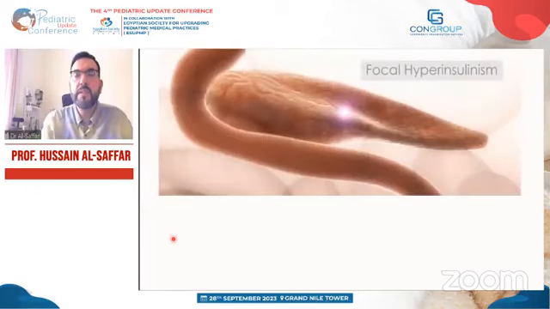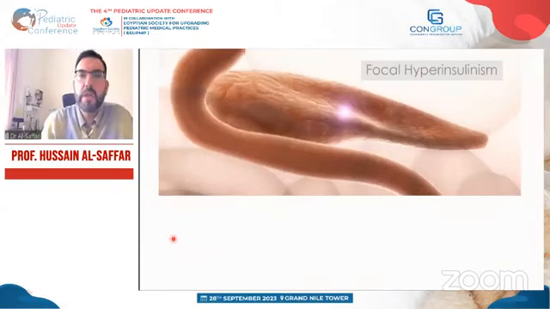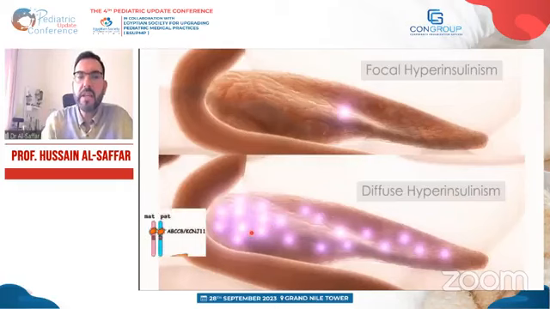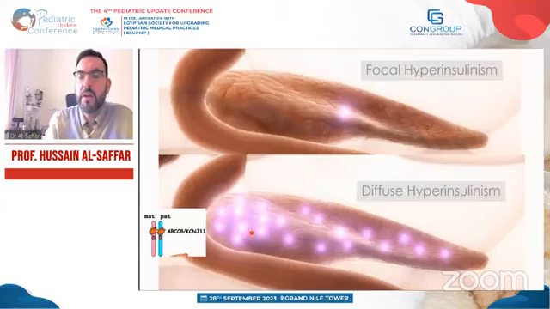So it's important then to differentiate and to know there are two types of hyperinsulinism. It could be focal, only one area, usually less than 1 centimeter, responsible for all the insulin being secreted, leading to hypoglycemia, or it could be diffuse, where the whole pancreas is affected. And genetic testing can help us predict which type we are dealing with.